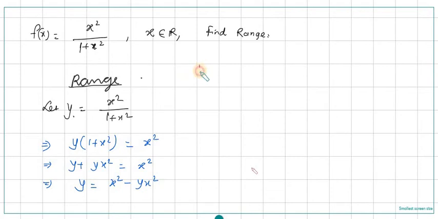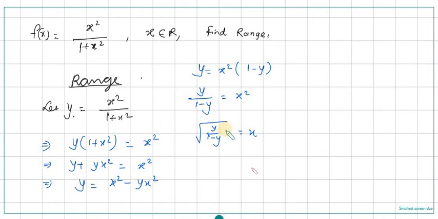So if I take this x squared as common, I can write it 1 minus y, correct? And then y by 1 minus y is equal to x squared, and so now x is 1 over this thing, I mean the square root of y over 1 minus y. So you can see that y is just one side and x is just alone on the left hand side or right hand side, whatever.